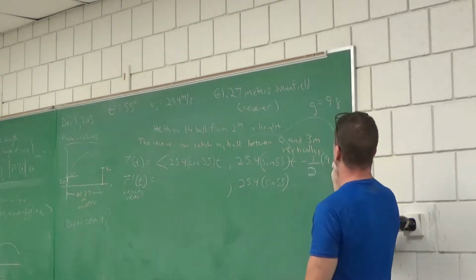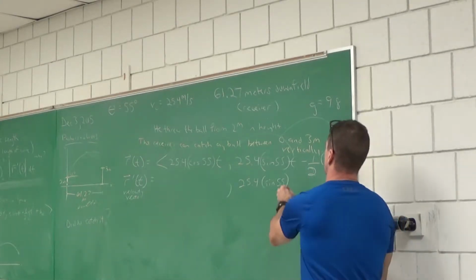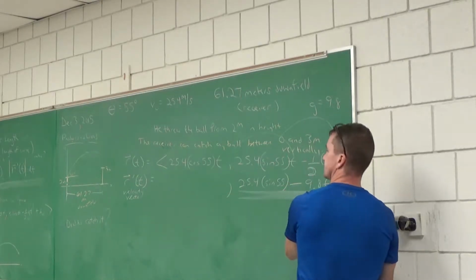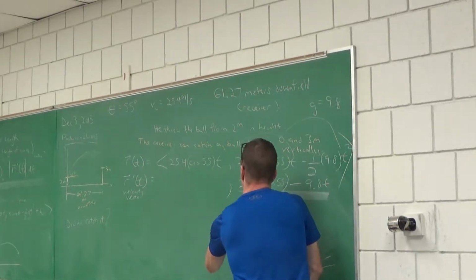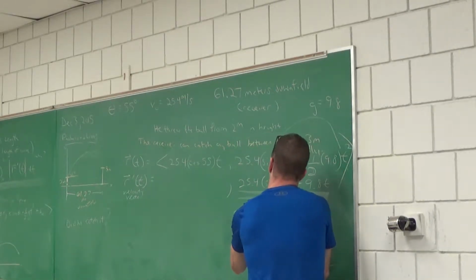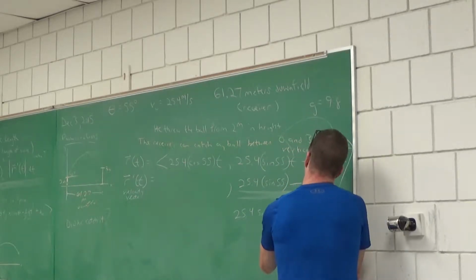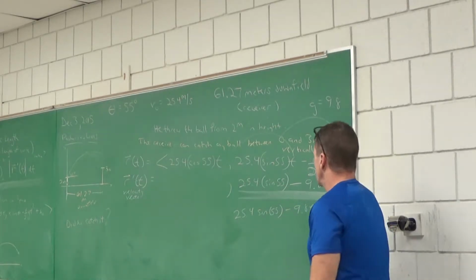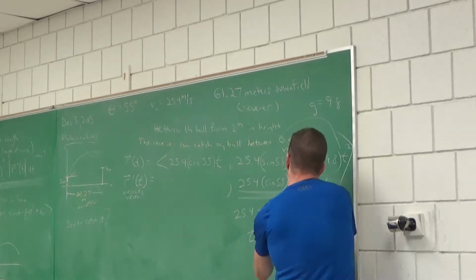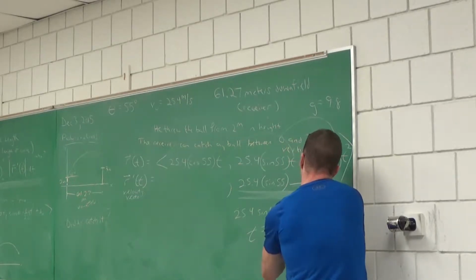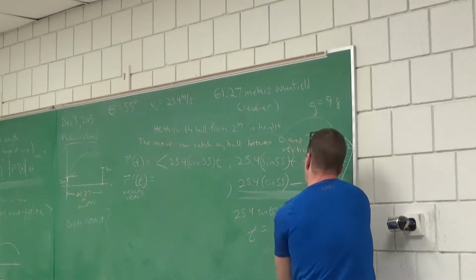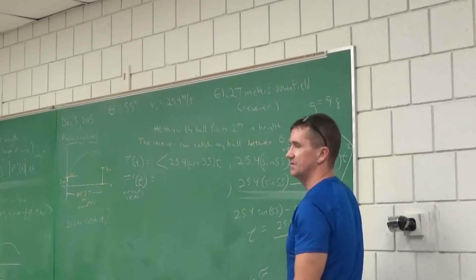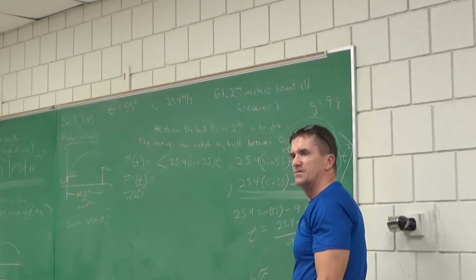What's 2 times a half? It's 1. I get minus 9.8t, right? He says take this, set it equal to 0. Good job. All right. 9.8t equals 0, and he says solve for t. What's t equal to? 25.4 sine of 55 divided by 9.8. All right. I'm guessing the whole path took about 4.2 seconds.